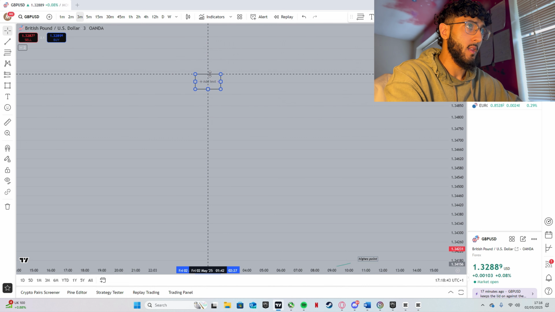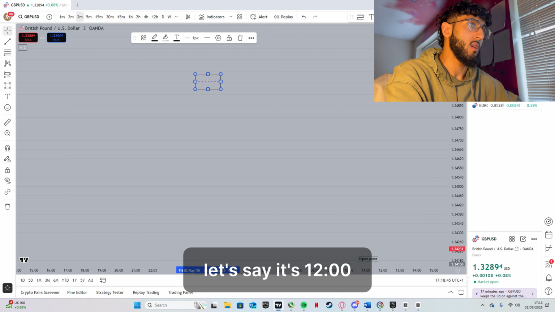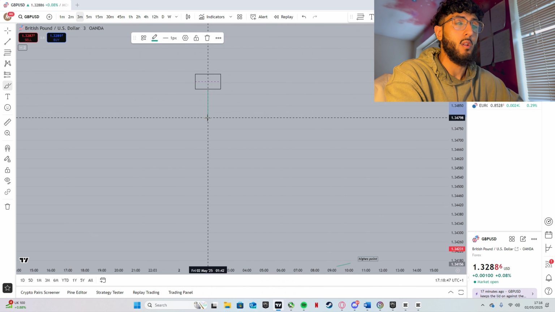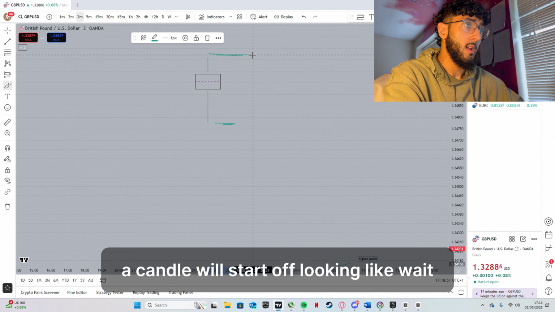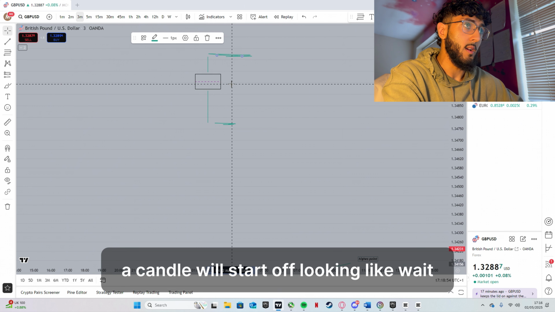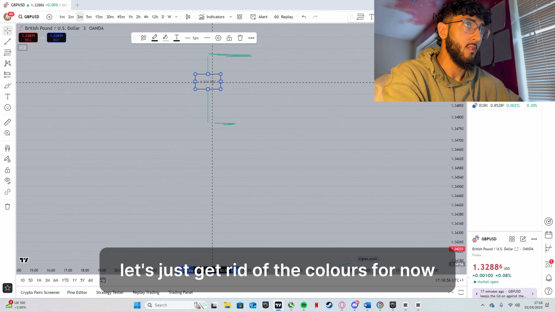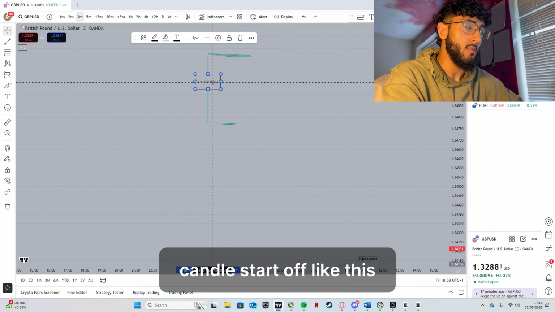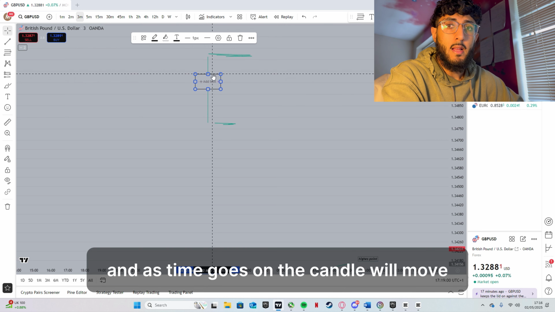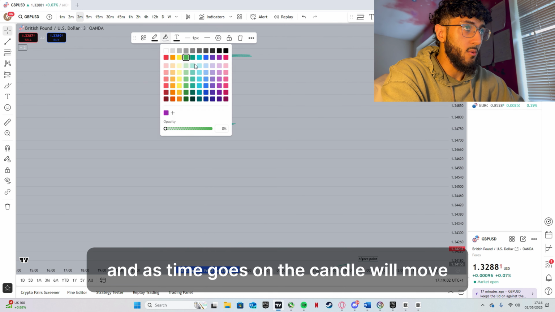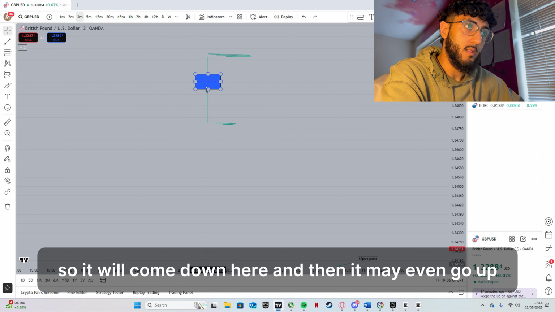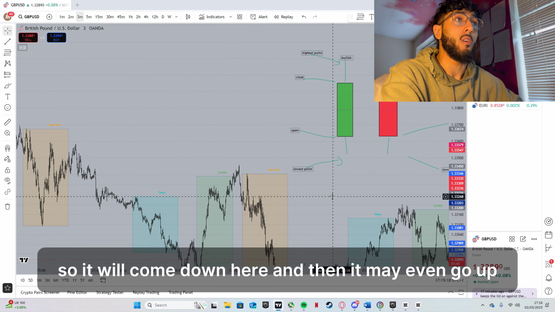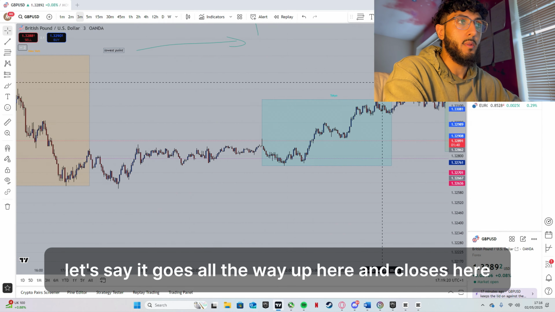Okay, what a candle will look like. Let's say it's 12 o'clock. It's the start of a new candle on the 3-minute time frame. A candle will start off looking like, wait, let's just get rid of the colors for now. Candle will start off like this, and as time goes on, the candle will move, it'll go down, and then it will leave a wick. So it will come down here, and then it may even go up, and let's say it goes all the way up here and closes here.